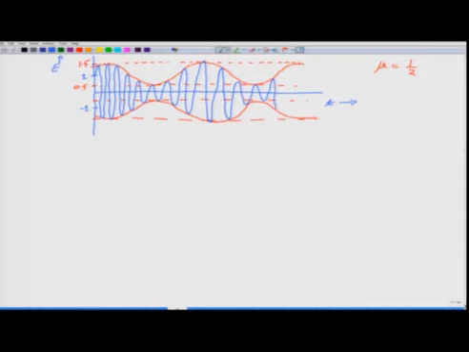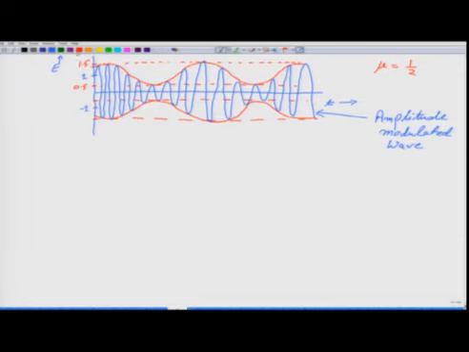So, the blue colored curve is now the amplitude modulated wave. The red curve that appears in this figure is just to represent the envelope of the amplitude modulated wave. The amplitude modulated wave as such will look like the blue curve in this figure.